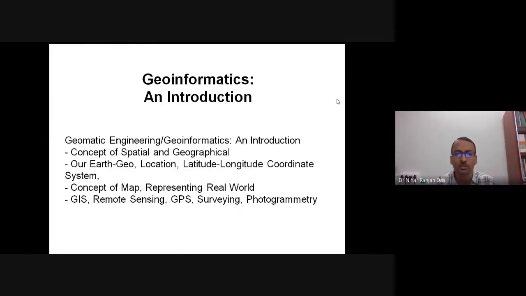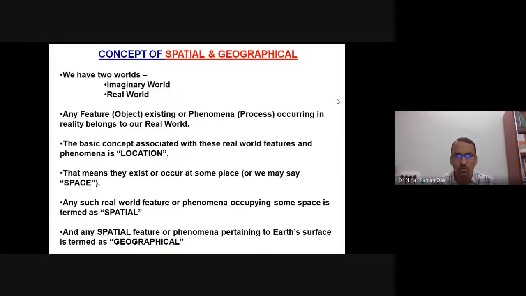It is not only something to do with geography, the subject, but geographical is a universal term, and it has come from geo. So these are some basic concepts of this geographical information system. The basic concept is the concept of spatial as well as geographical.